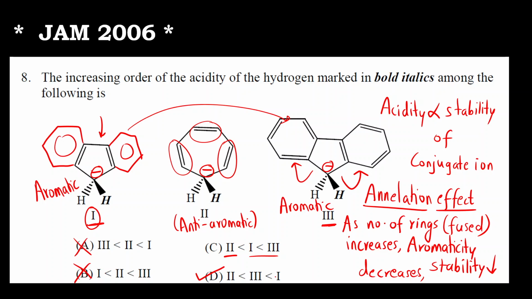1 will be most acidic, then 3 and then 2. That is, 2 is least acidic because it is least stable. Why? Because it is anti-aromatic. So what will be the correct answer for this question? Option D.